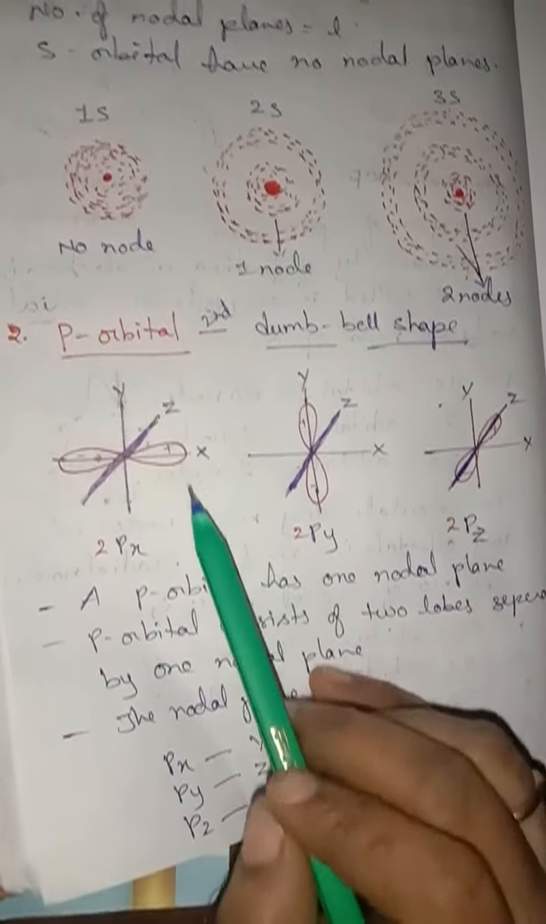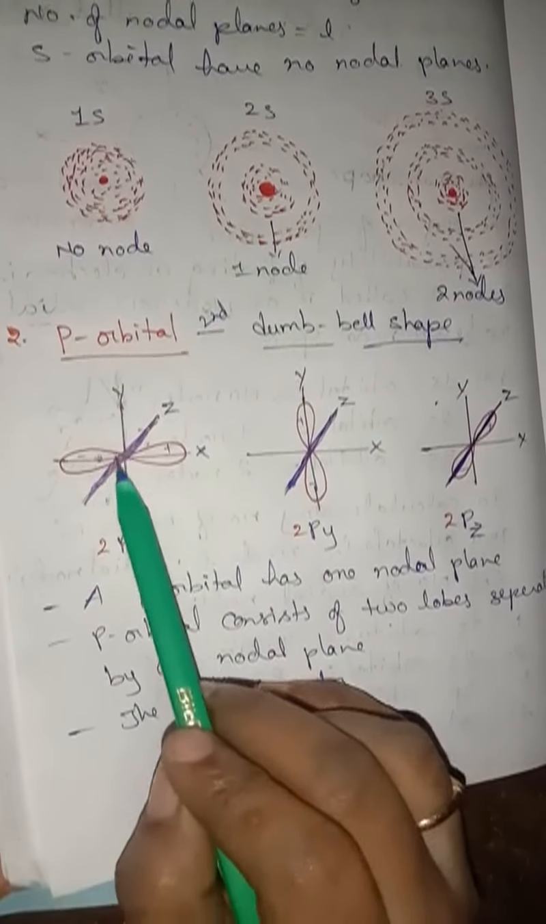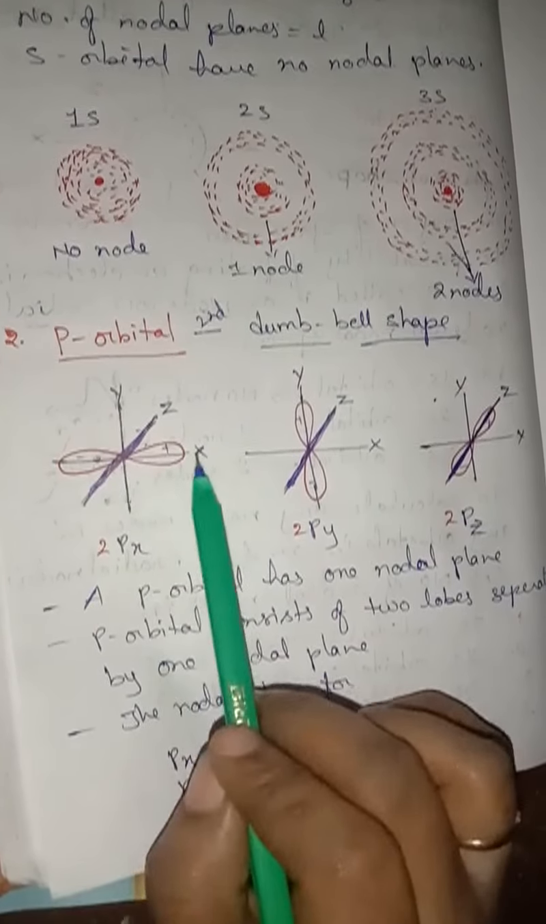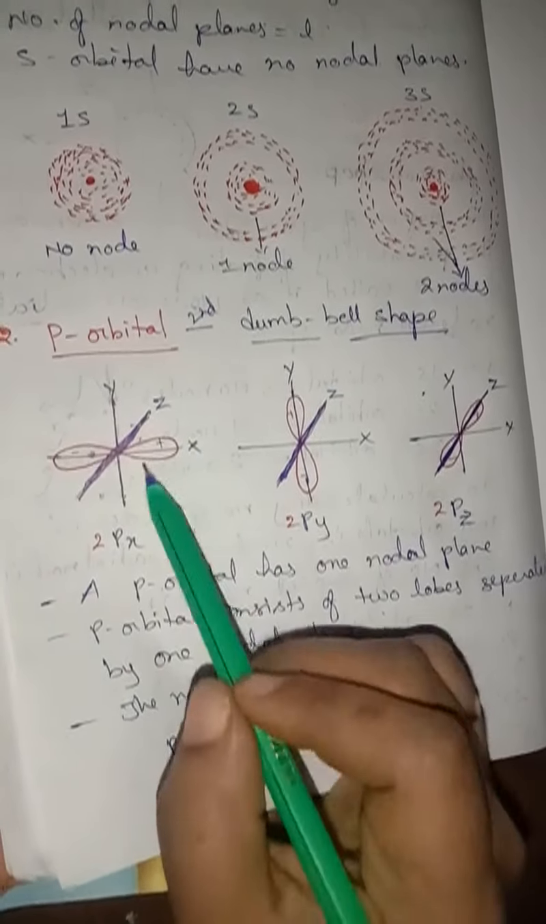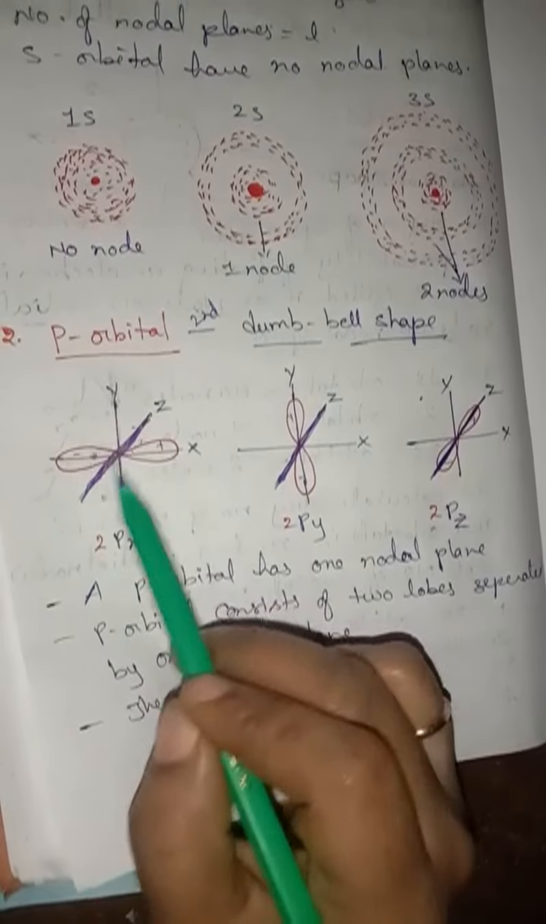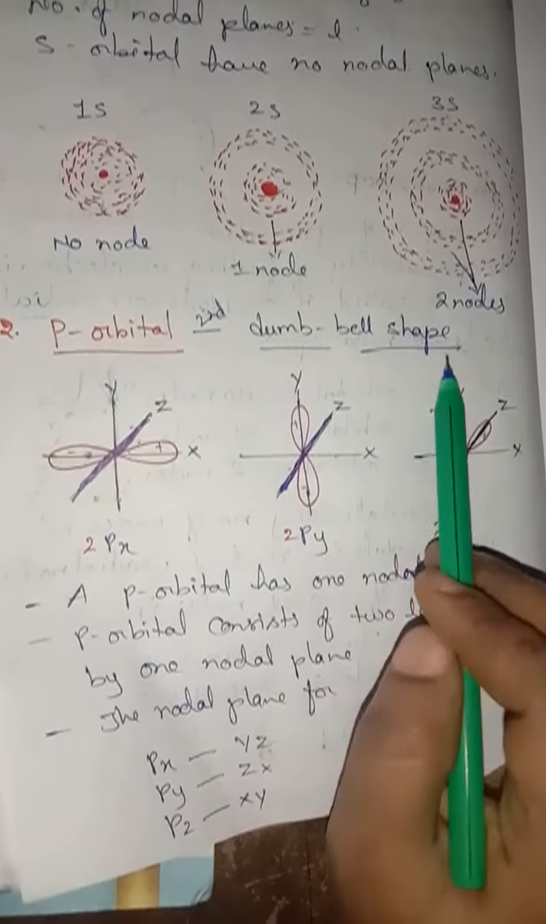For example, in the case of the px orbital, the electron density is concentrated along the x-axis, and we can see two lobes which have a dumbbell shape. That is why the p orbital has a dumbbell shape.